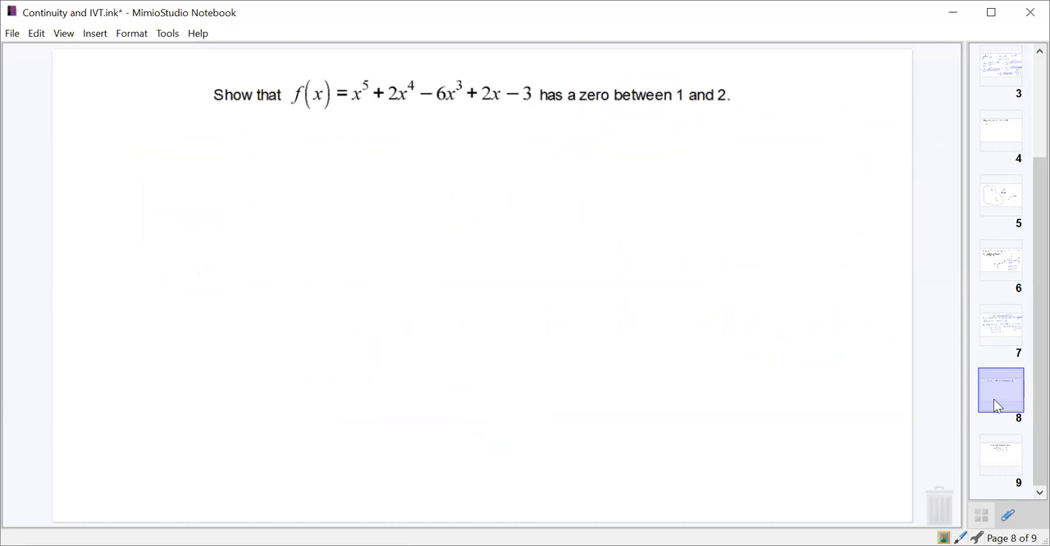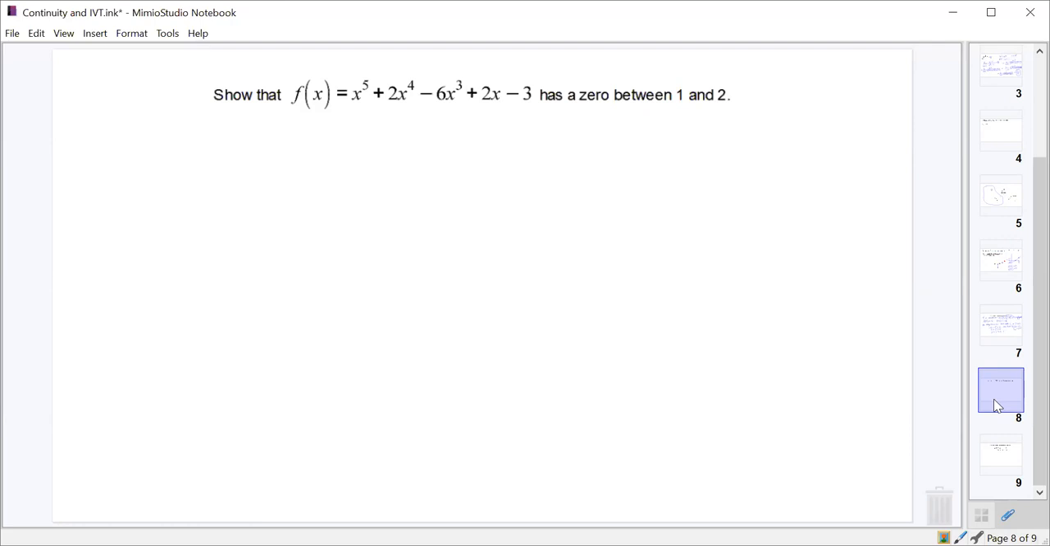We want to show that this function has a 0 between 1 and 2, and we're going to use the intermediate value theorem to do that. So, any thoughts on what we should do first? Plug 1 in and then plug 2 in.